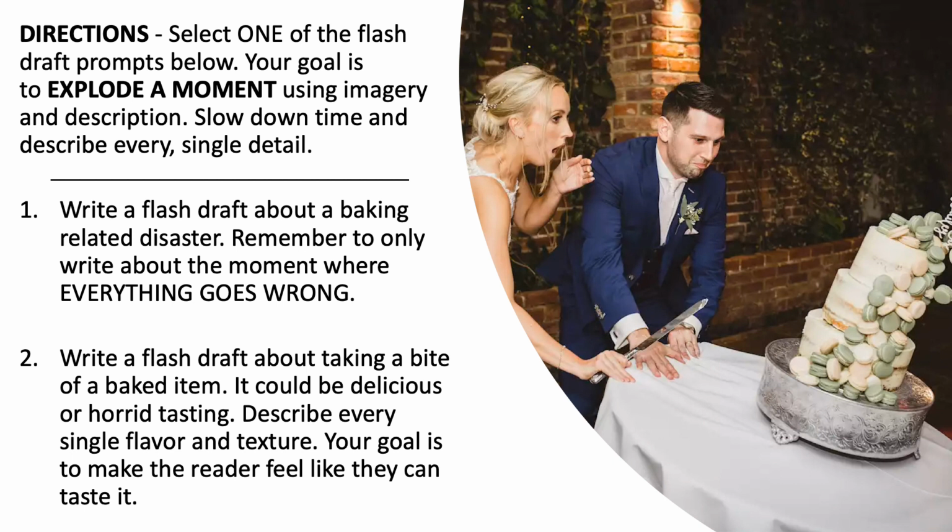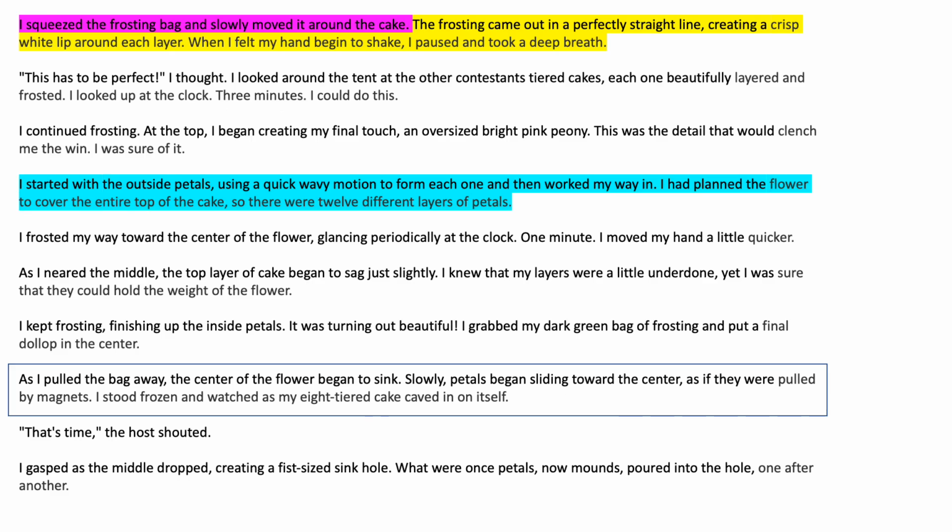Your second option is to write a flash draft about taking a bite of a baked item. It could be delicious or it could be horrid tasting. I want you to describe every single flavor and texture. Your goal is to make the reader feel like they can taste it. So I chose option 1. I want to look at my flash draft now. I'm going to read it once through, and then I want to talk about a couple things that I'm doing as a writer.